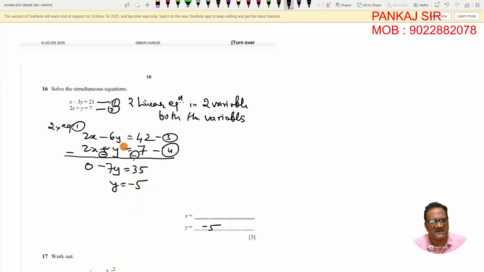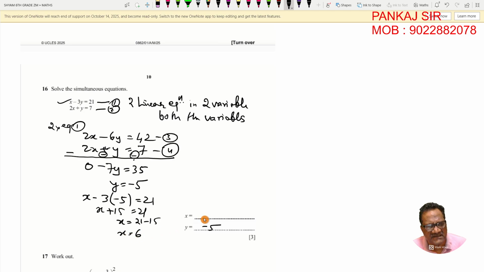Now this value I'll substitute in any of the equations above. So let me use y equal to minus 5 in equation number 1. So x minus 3 times y, now I'll take minus 5, equals 21. X minus into minus, plus 15 equal to 21. So x will be equal to 21 minus 15, so x will be equal to 6. So these are my answers: x is equal to 6, y is equal to minus 5. This is how we have to solve these simultaneous equations.